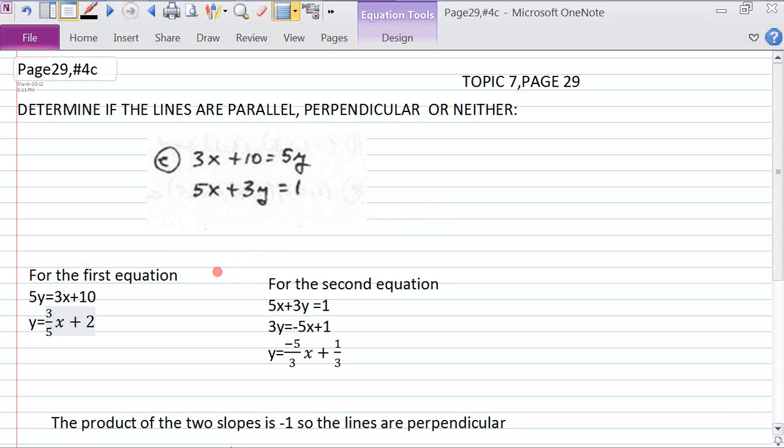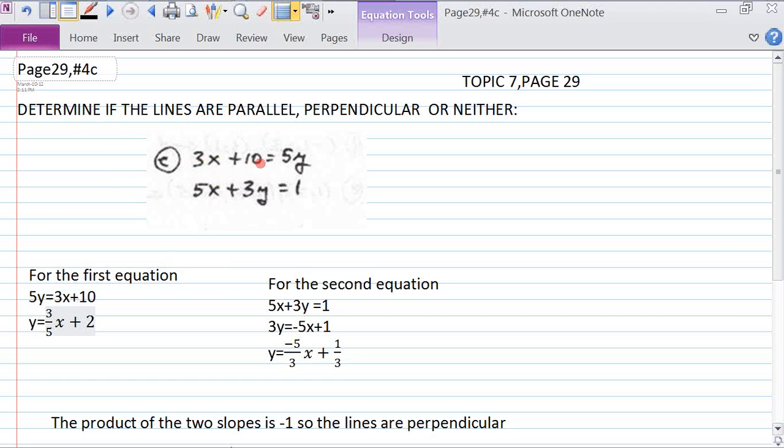We have two equations here, 3x plus 10 equals 5y, and 5x plus 3y equals 1. Let's take the first equation. Now what I've done is I just reversed this here. Put 5y equal to 3x plus 10. 5y equals 3x plus 10.